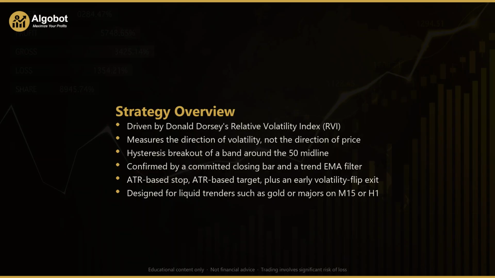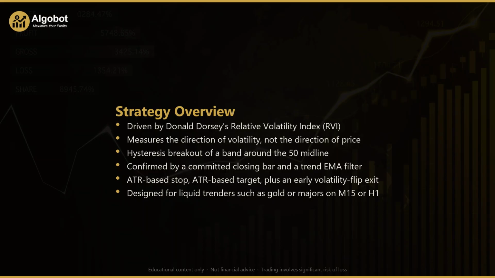So what exactly does this expert advisor do? At its heart sits the Relative Volatility Index, or RVI, a tool designed by Donald Dorsey in the early 1990s. Most oscillators, like the popular RSI, track whether price itself is moving up or down. Dorsey's index does something different. It measures whether volatility, the size of the market's range, is expanding on up moves or on down moves. Two markets could show an identical RSI while one is expanding on rising days and the other on falling days. The RVI tells those two situations apart, and that distinction is the analytical edge this strategy aims to study.